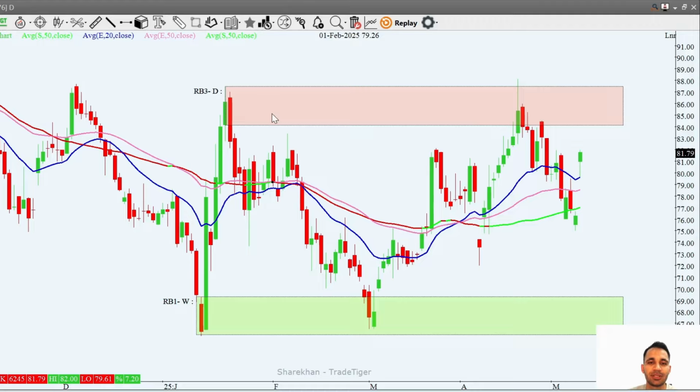Now for tips, as I already mentioned, use color coding like red and green, and also add a label for the time frame so that it's very clear to you on which time frame you have what kind of demand or supply zone. So this is multi-time frame analysis in a nutshell.